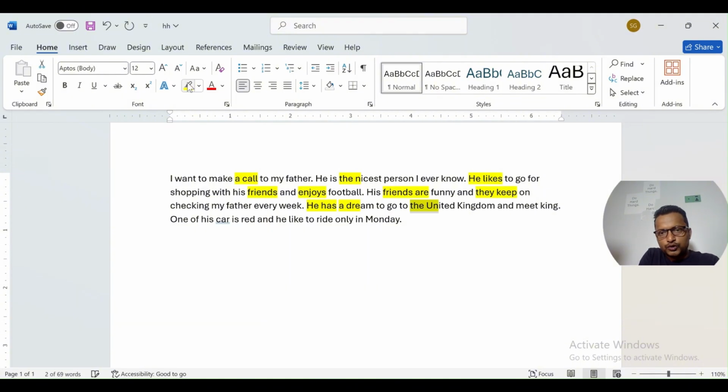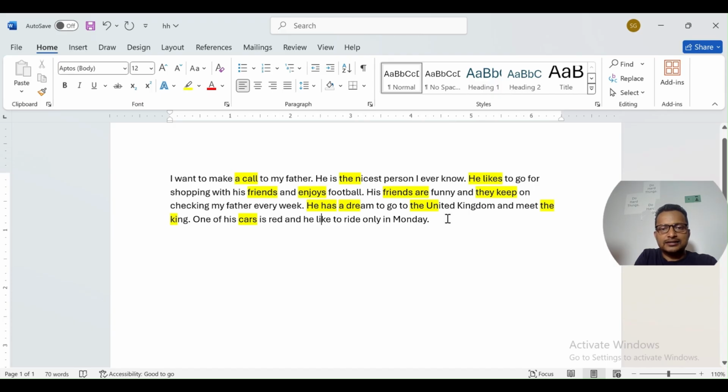He go to the United Kingdom and meet the king. Remember, the king is only one, and if there is only one, you put the. The king. And one of his cars, right? One of his cars should be plural. If you say one of, then the noun should be plural. One of his cars is red, and he like to ride only.